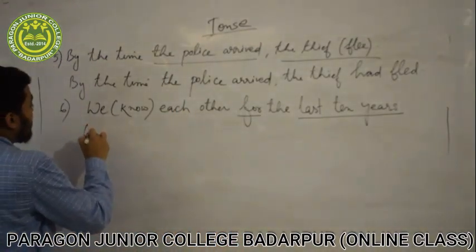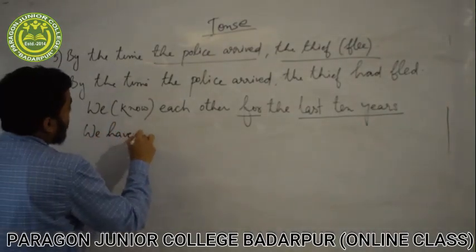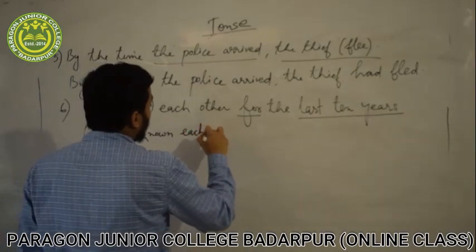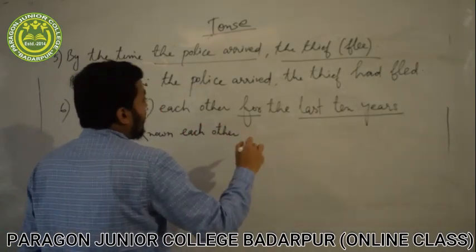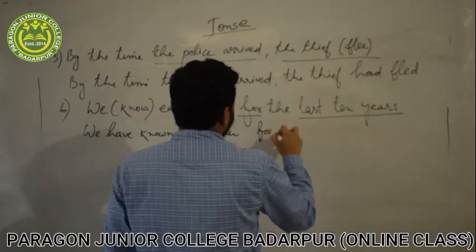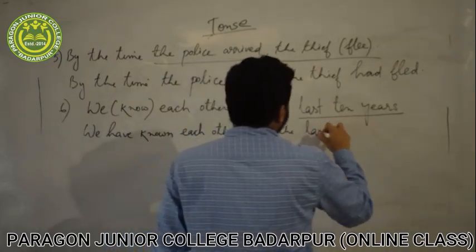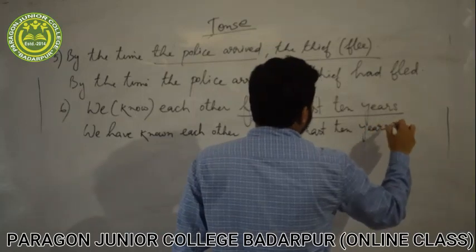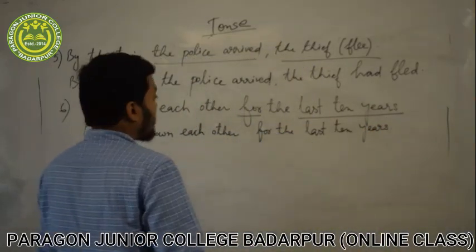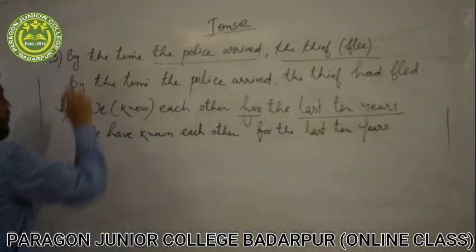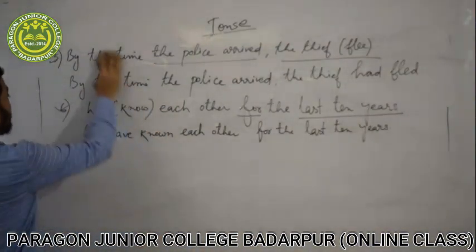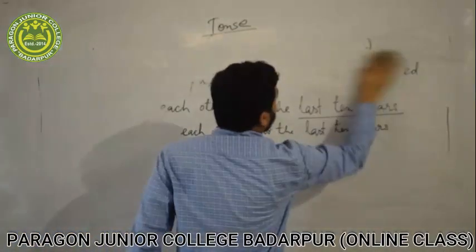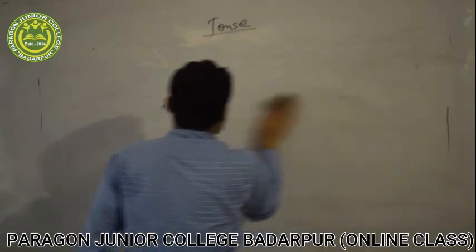So let's make the sentence present perfect. We have known each other for the last 10 years. We have known each other for the last 10 years. Hope the sentence is clear to you. We'll take the next sentence.